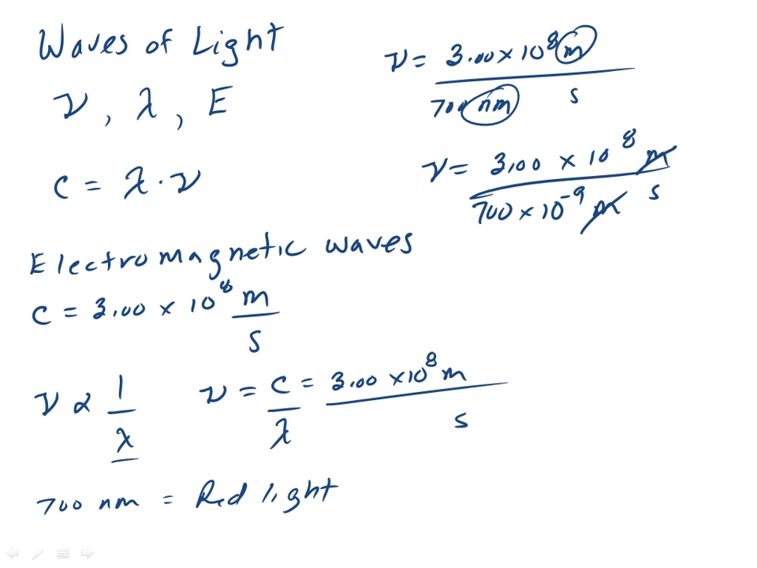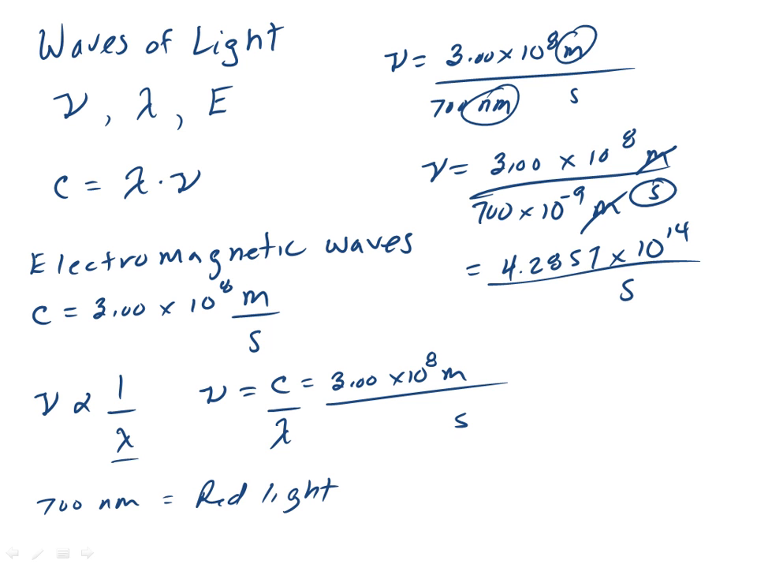So if you get your calculator, we would say 3 exponential 8 divided by 700 exponential negative 9. We would hit equals, and we would get for an answer 4.2857 times 10 to the 14th over seconds. That's the only unit that's left here.